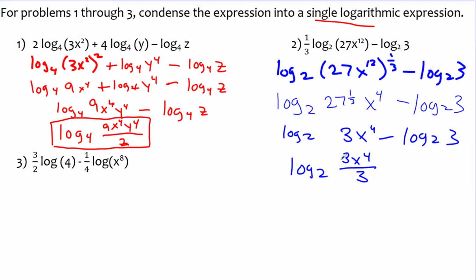And now I can do a little bit of canceling. So we're simplifying if we can. 3 divided by 3 does cancel. My final answer is going to be the log base 2 of just x to the 4th. And that would be 1 log, condensed and simplified.